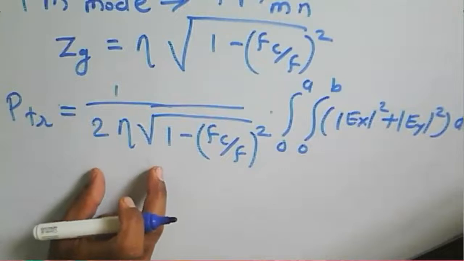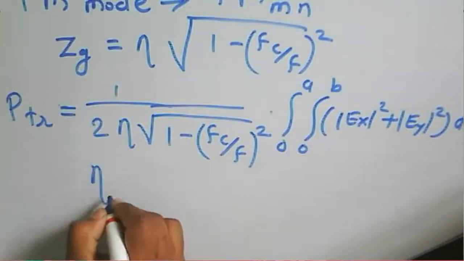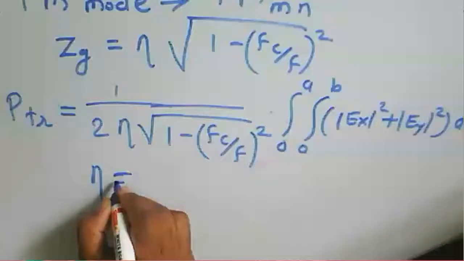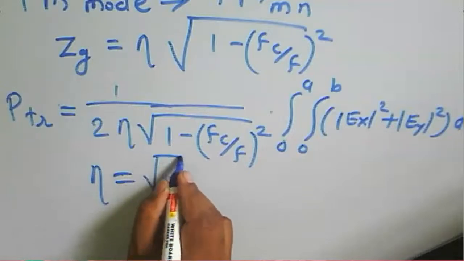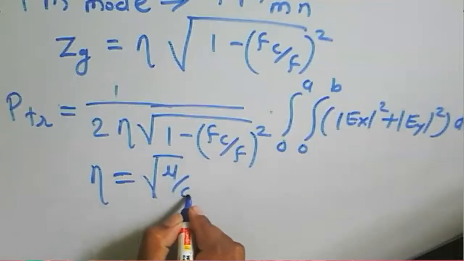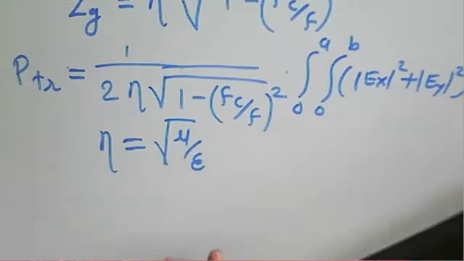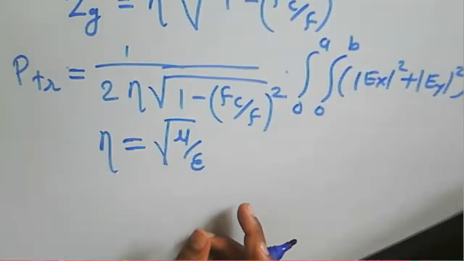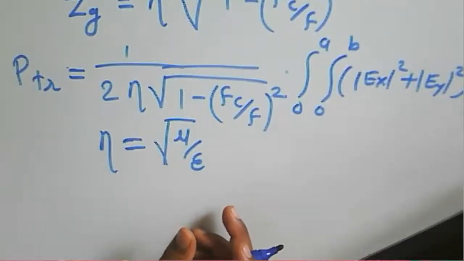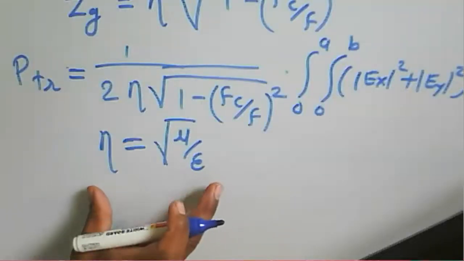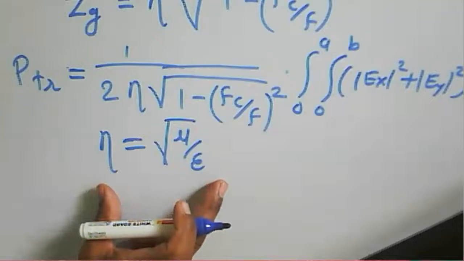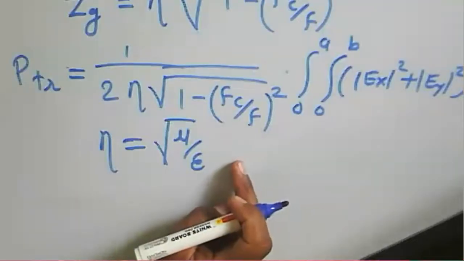So what do you mean by eta here? This is the intrinsic impedance. That intrinsic impedance is nothing but the square root of the ratio of mu by epsilon. So generally mu is considered for free space, mu 0 by epsilon 0. So then in that case we will get the equation as 377 ohm.